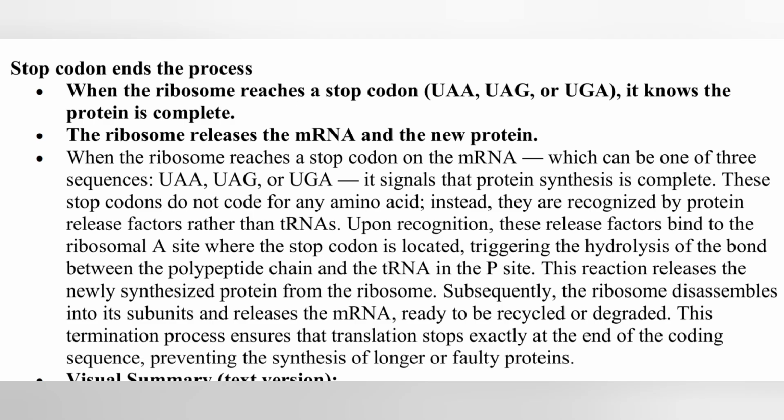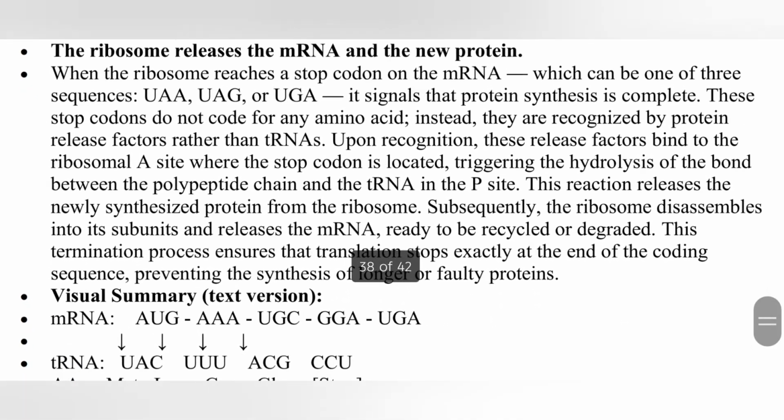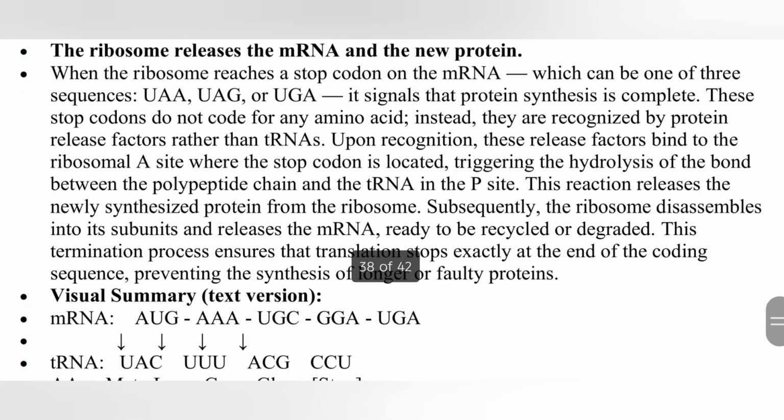As there is a stop codon on the messenger RNA and that is read by the ribosomes, then the process of protein synthesis shall be complete, and ribosomal units shall get separated due to the release of the release factors. When the ribosomes reach a stop codon on the messenger RNA, which can be one of three sequences, UAA, UAG, or UGA, it signals that protein synthesis is complete.